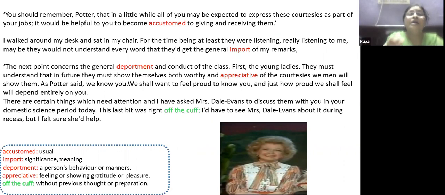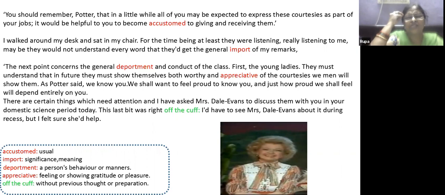Okay, this last bit was right off the cuff. Miss, off the cuff means without previous thought or preparation. Miss, this means he engaging Mrs. Dale Evans to talk with the young ladies. This was not at all pre-planned. This was not at all the thought which he has come prepared with. This came to his mind at that moment when he was discussing with the children.